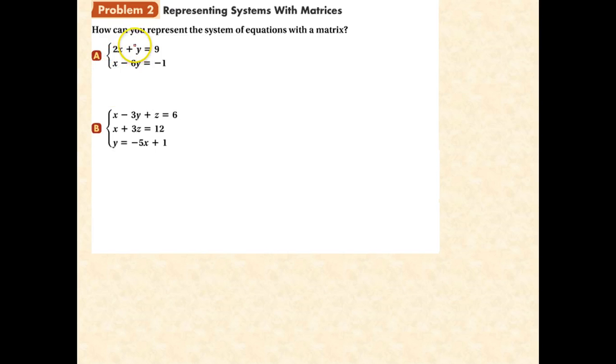So, how can you represent the system of equations with a matrix? We have to remember that the coefficient of y is 1 and the coefficient of x is 1. And then we can just plug it right into our matrix: 2, 1, 9, 1, negative 6, negative 1. Coolio. How about this matrix? We have to remember that it goes x, y, and then constants. And if we have 3 variables, it's going to go x, y, z, line, constants.